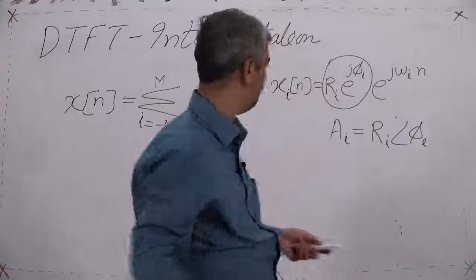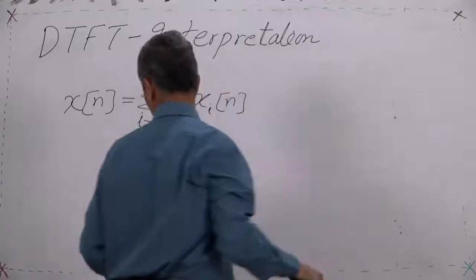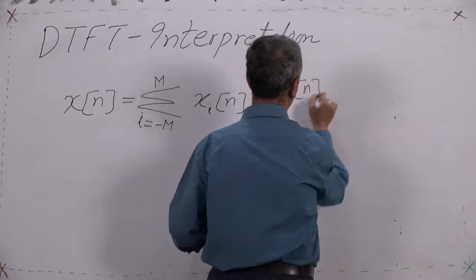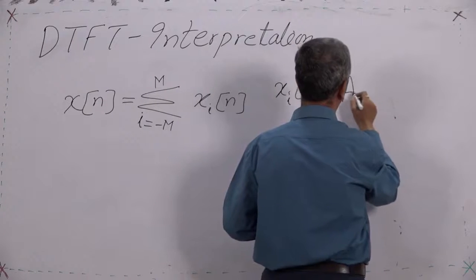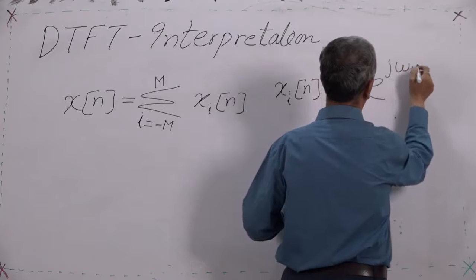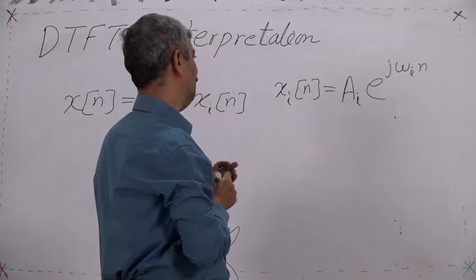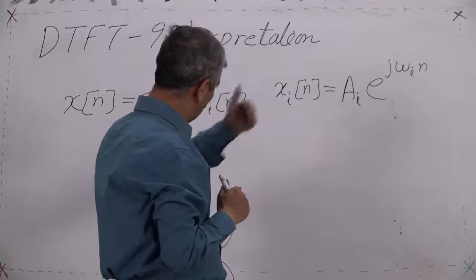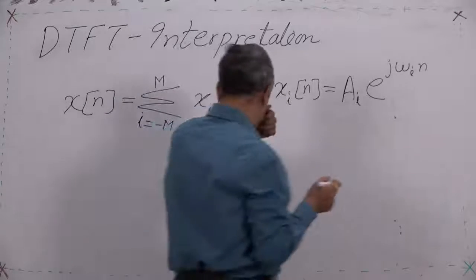So I can say that x_i[n] is Ai e raised to j omega I n. Now what is omega I? Omega I will now be related to I. I will relate omega I to I. How? In this manner.